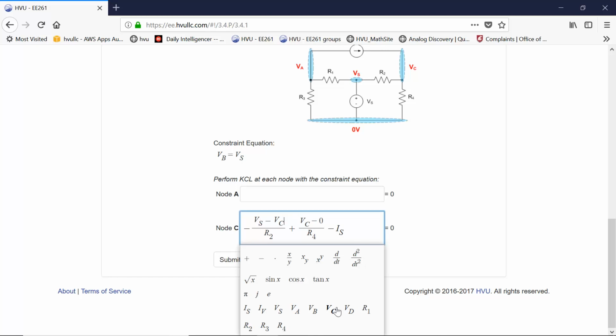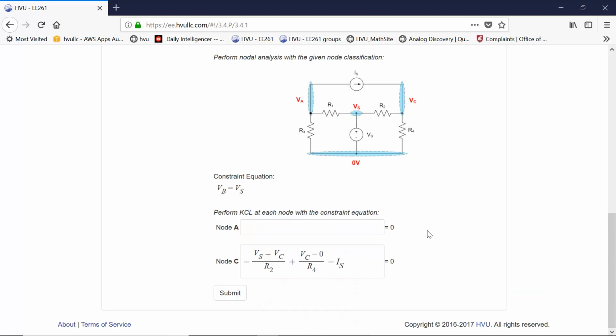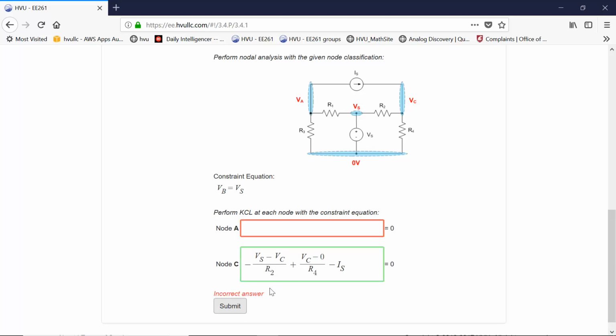Notice that there's a keypad here that lets me choose variables. If I submit this, this has a green box around it. It's still correct. This is incorrect because nothing's entered. So students can set up their own sign conventions and solve the problem correctly without it necessarily exactly matching the sign convention that I use to generate my solution.